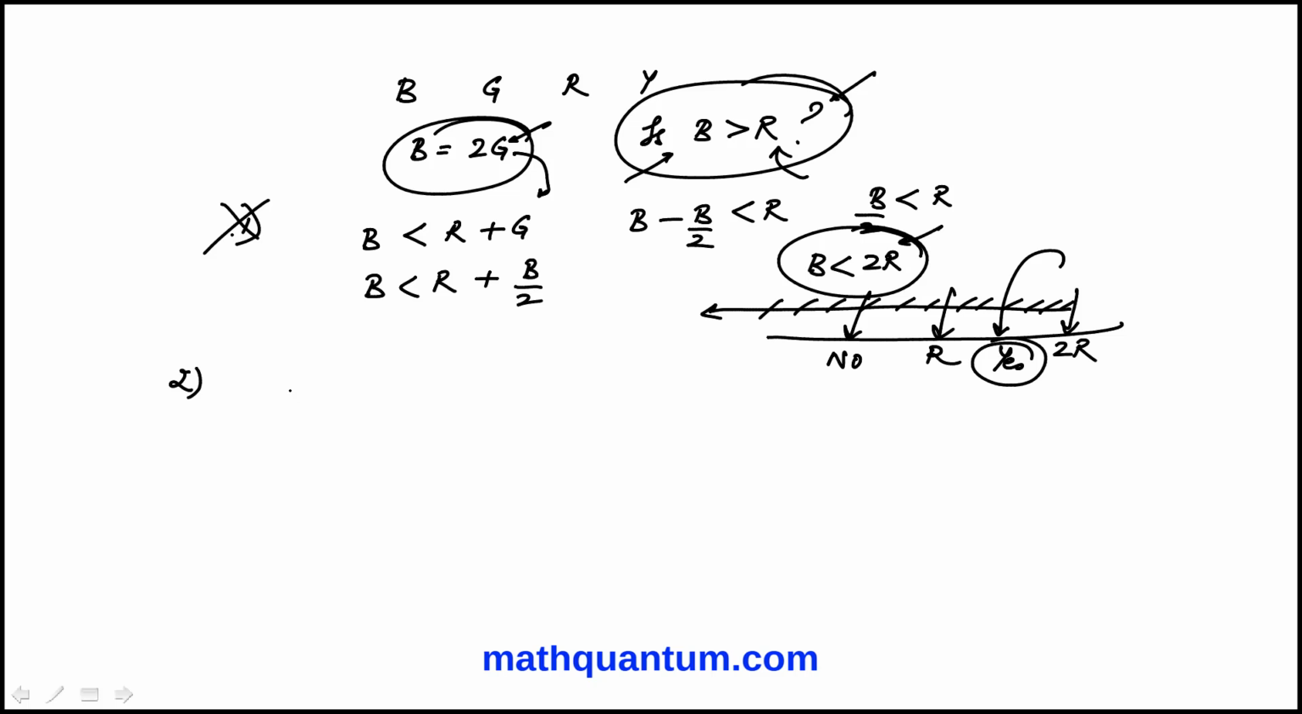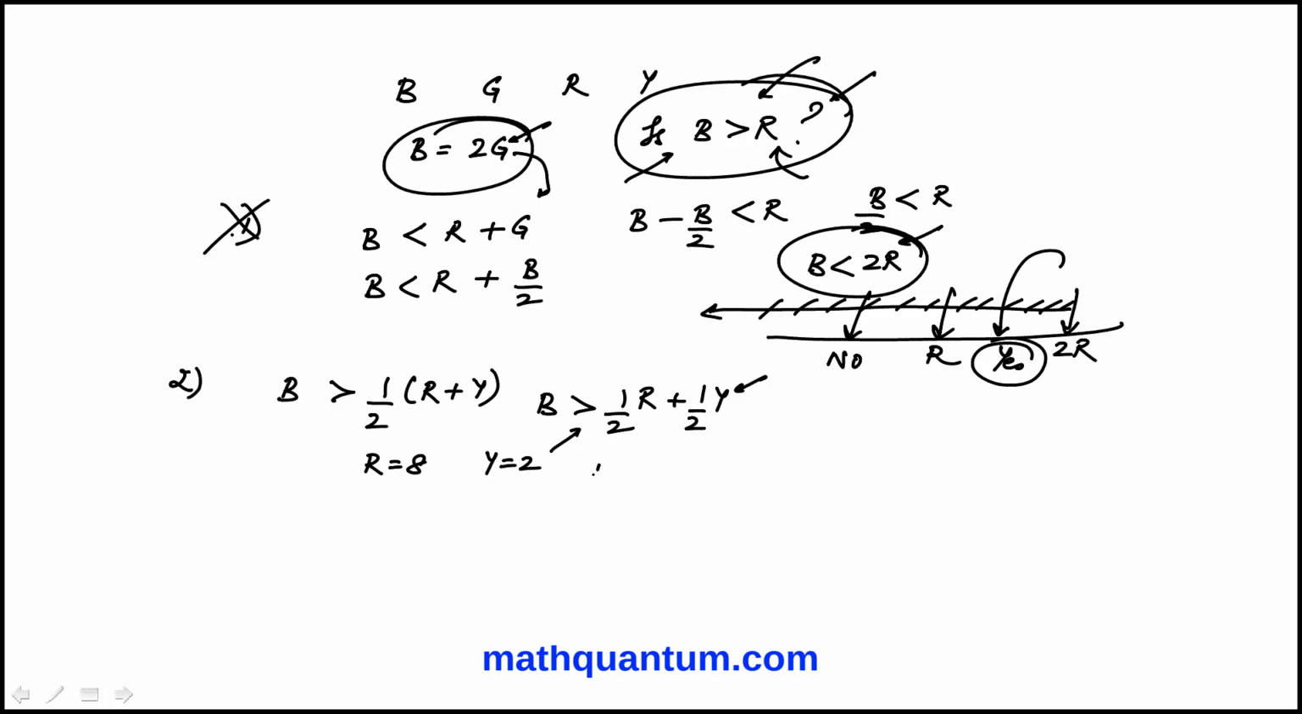So if we look at statement 2, it says the store sold more blue t-shirts than half the total number of red t-shirts and yellow t-shirts combined. So B is greater than half of R plus Y. You can also write it as half R plus half Y. There's no information on Y, but again, I'm going to try to create a yes and a no. So I'll pick some values. R is 8, Y is 2. Then this inequality becomes B is greater than 4 plus 1, or B is greater than 5.